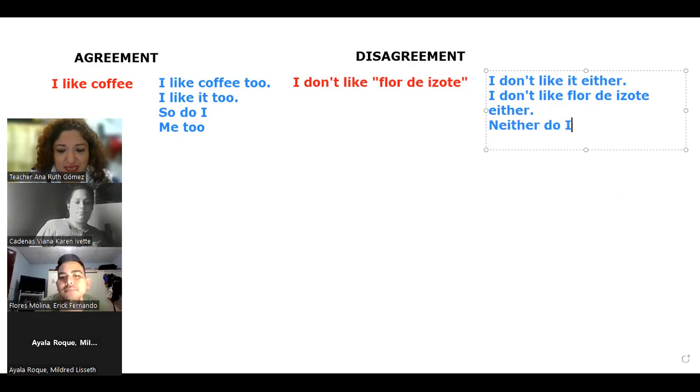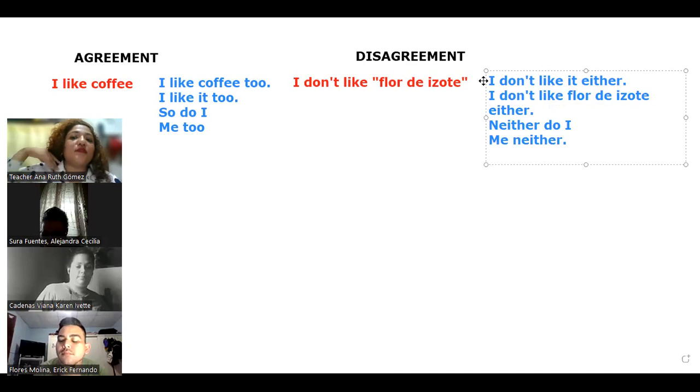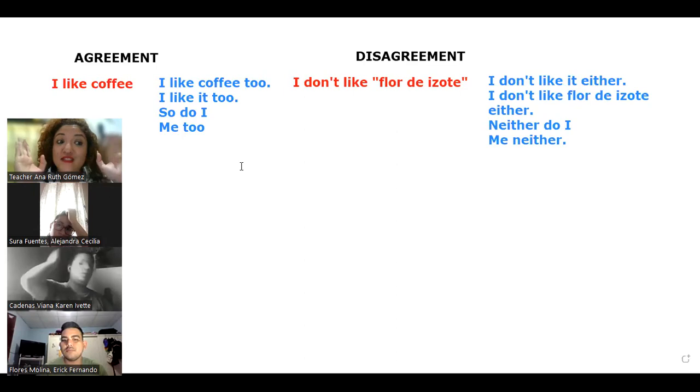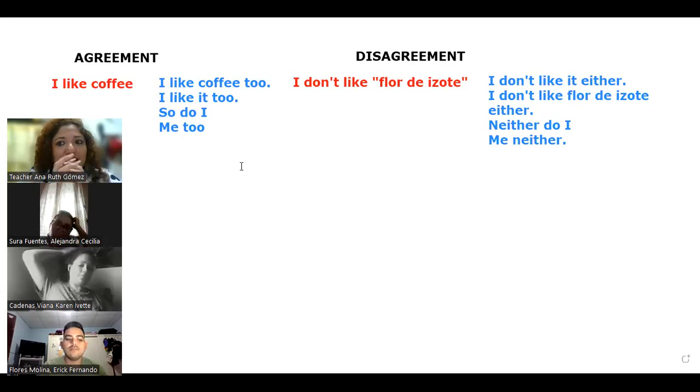Neither do I. Very good. Excellent. And me neither, or me either, all right? That is correct if you say me neither. Okay, so this is the way you can agree with one person when you share the same opinion. So I don't like flor de isote. I know, teacher. Me neither. That is the easiest way to say it, me neither. But we're going to practice all the ways, all right? So you say I don't like it either. I don't like flor de isote either. Neither do I, and me neither.